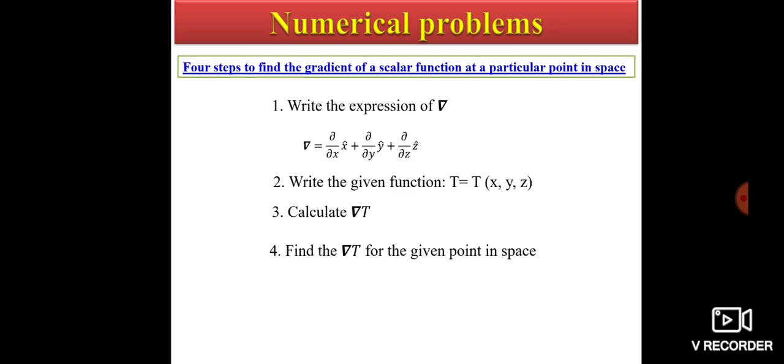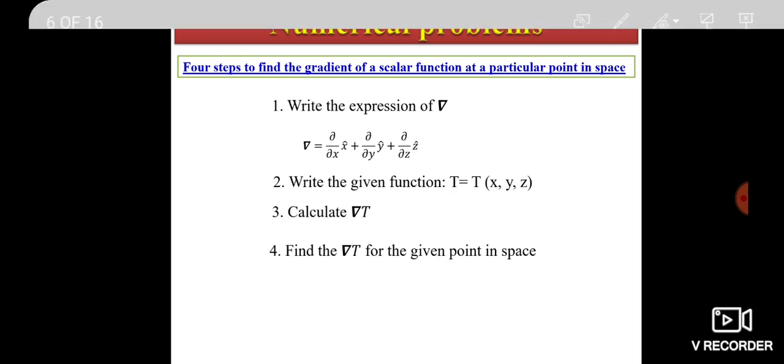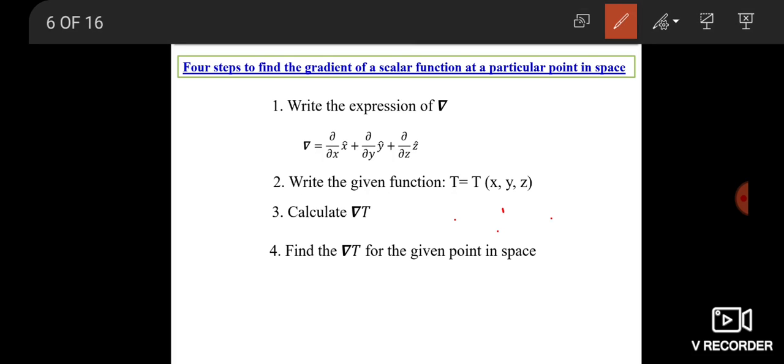As we have discussed, the gradient of any scalar field is point dependent. That means in space, at different points, the gradient of the same scalar field may be different. So this point is very important, that we can find the gradient of any scalar field for a particular point only.